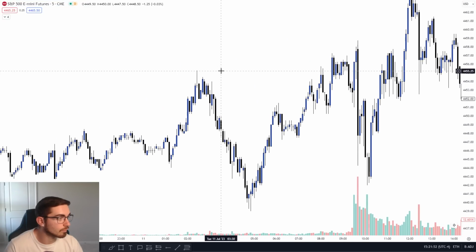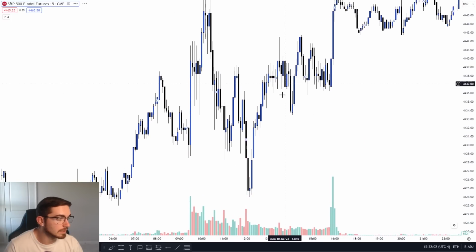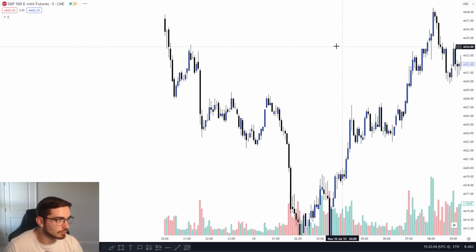Let's head on over. Here's a nice little one right here. Previous high, price broke above, reclaimed, caught a nice little drop to the downside. And then let's take a look at, I don't know, 2-3 more examples.